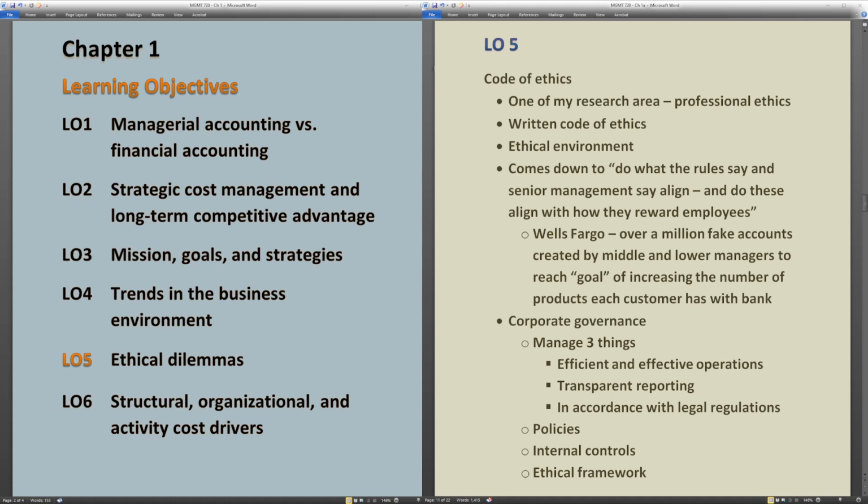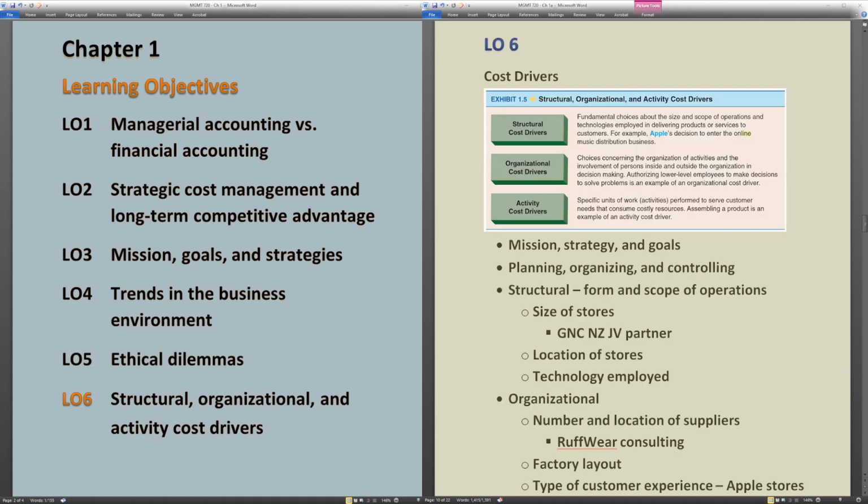But there are other things, policies, the internal controls to make sure fraud isn't happening. And in addition to this, the code of ethics, what we talked about earlier, the ethical framework also goes into corporate governance.